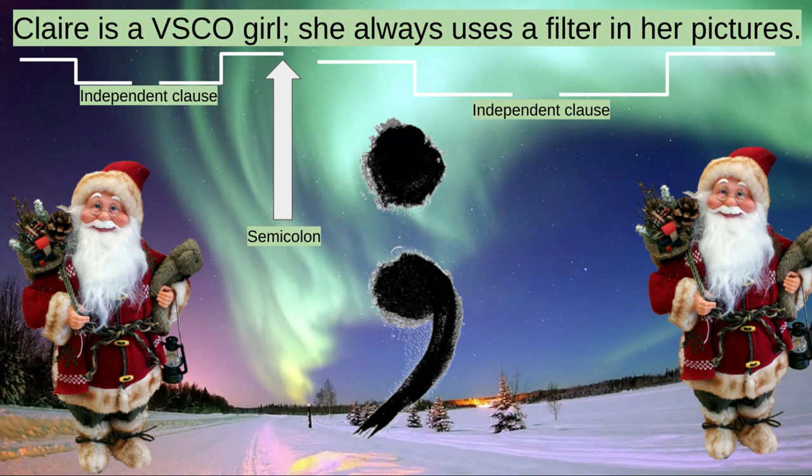Now, you couldn't say something like, Claire is a VSCO girl; my dog ate his breakfast this morning. That wouldn't work. Although they're two independent clauses, a semicolon cannot hold them together as a compound sentence because they are unrelated. They have nothing to do with each other.